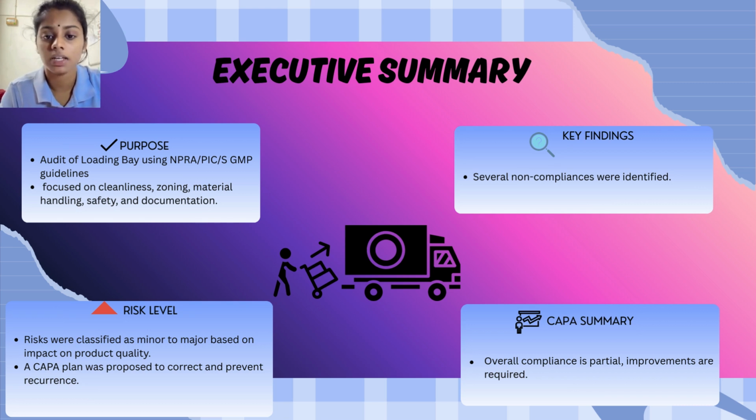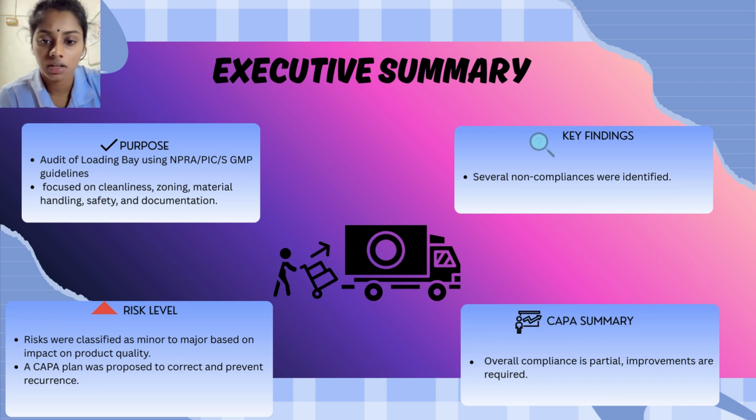The second one is key findings. During the audit we identified several non-compliances. These include issues such as clean lines, zoning, labeling, organization, and some gaps in documentation. These findings show that improvements are needed to meet full GMP compliance. The third one is the risk level, classified from minor to major depending on how they could affect product quality. Some issues may cause contamination risk, mix-ups, or poor traceability if not controlled. Therefore it is important to address these risks to maintain product safety and compliance.